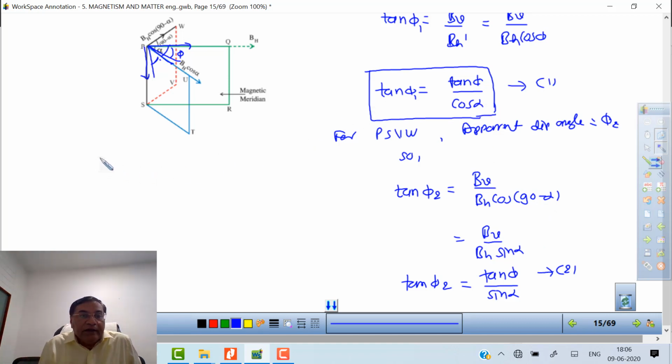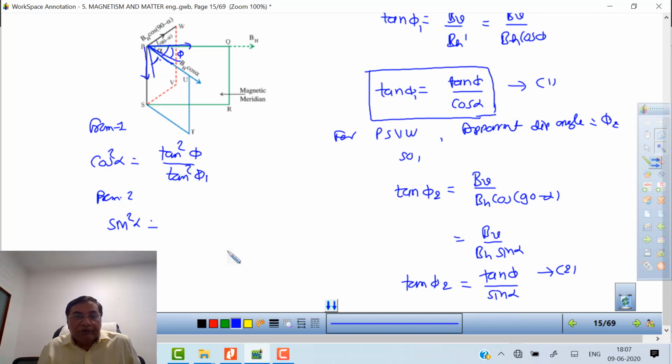From 1 and 2, I write cos square alpha is equal to tan square phi upon tan square phi 1. And from 2, sin square alpha is equal to tan square phi upon tan square phi 2. So this is 3 and this is 4.